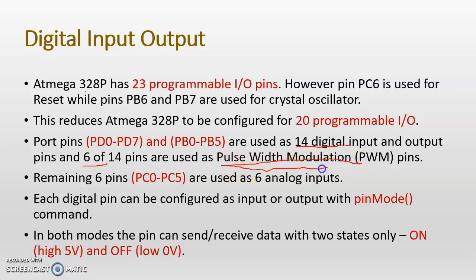Pulse width modulation is a technique by which we can change the width of the pulse. Hence, we can change the average output voltage. That is, if we reduce the width of the pulse, then there will be a reduction in output voltage. And if we increase the width of the pulse, then it will increase the output voltage. This is a simple technique used in DC motor speed control. This technique is often useful. So these 6 pins are available as PWM pins.